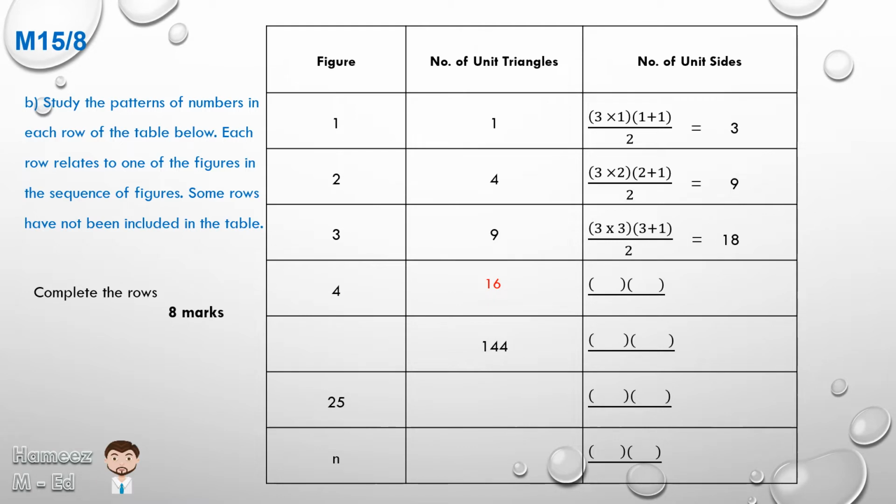So in the next row, which figure number when squared will give us 144? Or we could say that differently. What is the square root of 144? And that is 12. And in the next row, for figure 25, it will be 25 squared. And we have our calculators, and that will give us 625. And in the last row, for n, for any figure, then it will be n squared.